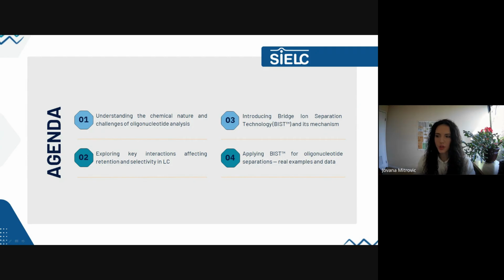After that, I'll introduce bridge ion separation technology, or BIST, which is a unique approach developed at Silk to control these ionic interactions and achieve better separation performance. We'll then move into the practical part, showing how BIST can be applied for oligonucleotide analysis, how retention depends on charge, sequence, and structure, with real chromatographic examples. So by the end of the session, you'll see how BIST and our specialized columns can simplify the analysis of negatively charged biomolecules.